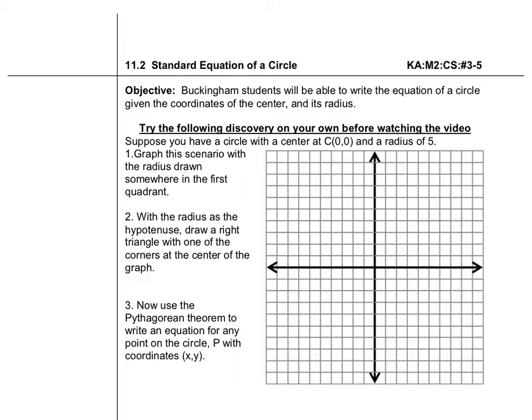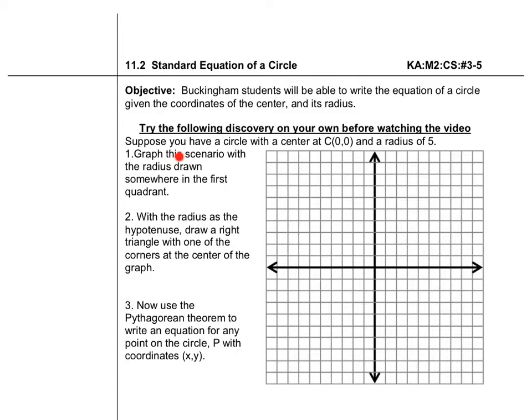Alright, 11.2, standard equation of a circle. Students will be able to write the equation of a circle given the coordinates of the center and its radius. So you'll notice in the last one, we used the Pythagorean theorem to determine the radius because we can always draw a right triangle. And we're going to see that this has a very special relationship with circles. The Pythagorean theorem is used often with circles.